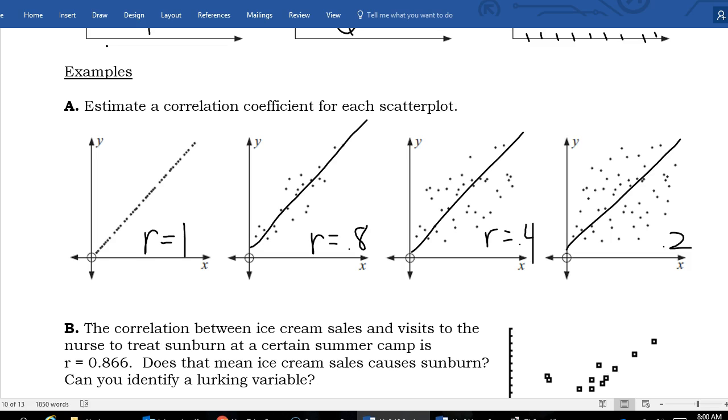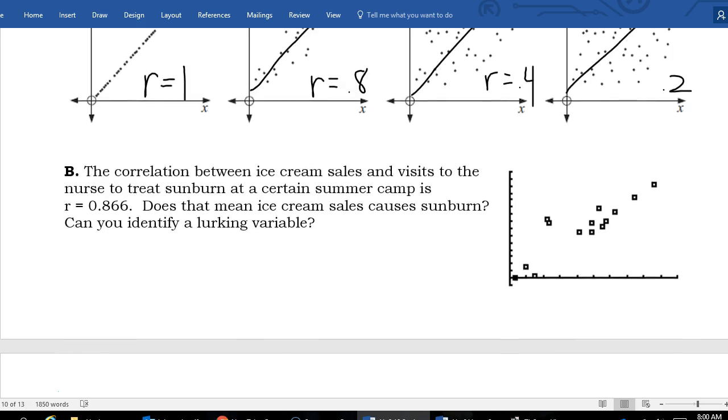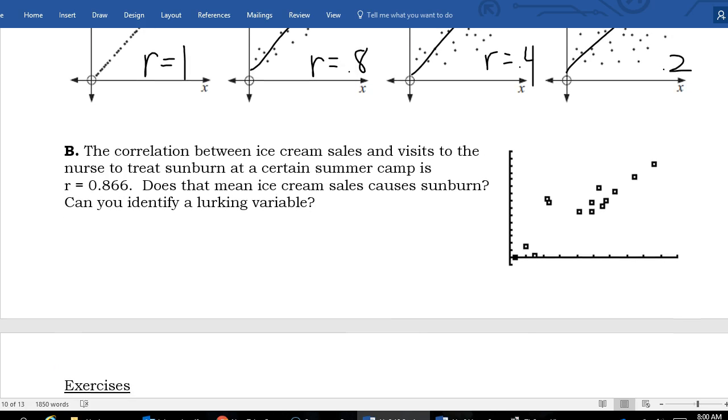So like I said, I'm not looking for a specific value. If we determine this as weak, you can say 0.1, 0.2, 0.3. We'll give you credit for all of those. And our last one here shows the correlation between ice cream sales and visits to the nurse to treat sunburn at a certain summer camp is r equals 0.866. Does that mean that ice cream sales cause sunburn? Can you identify a lurking variable?